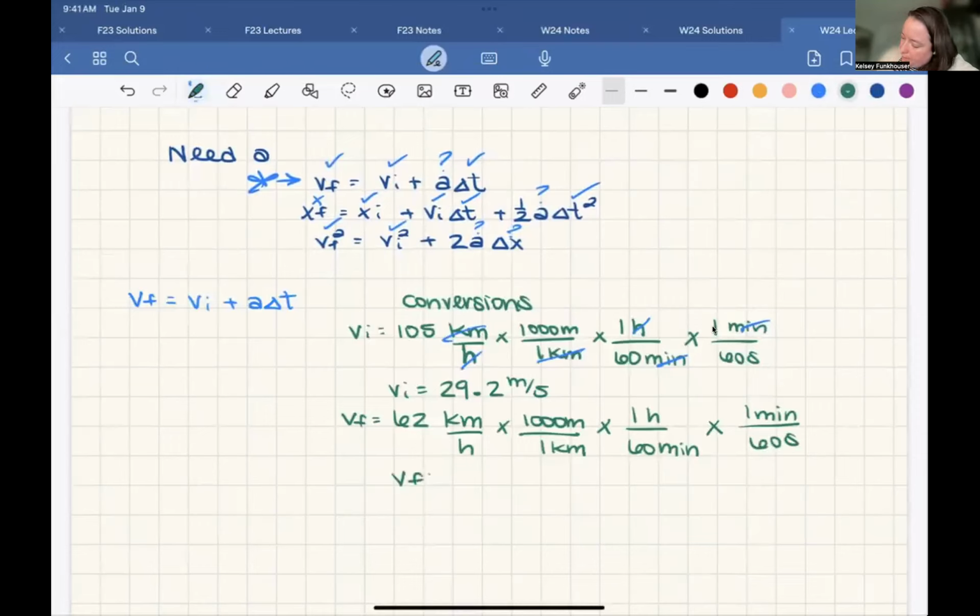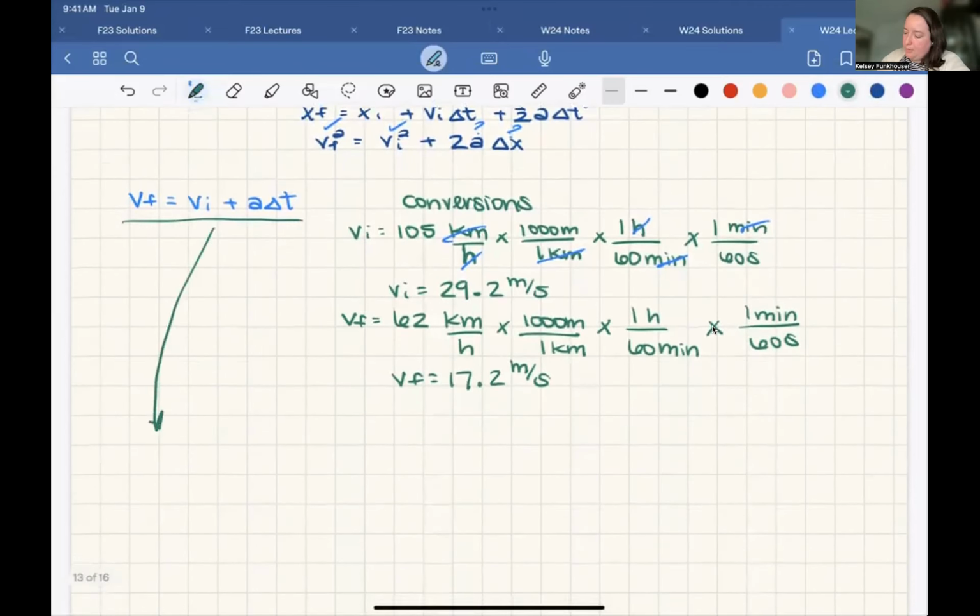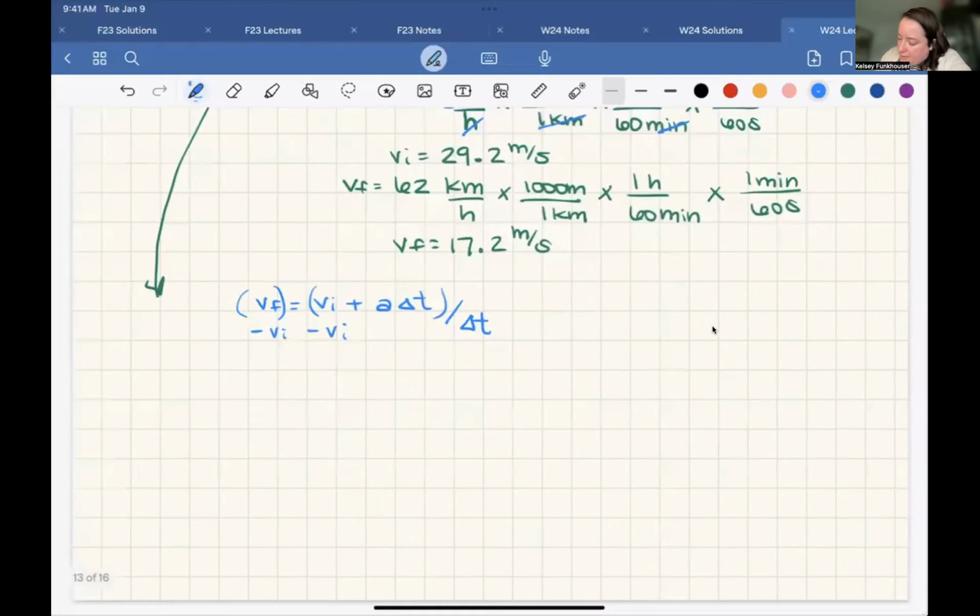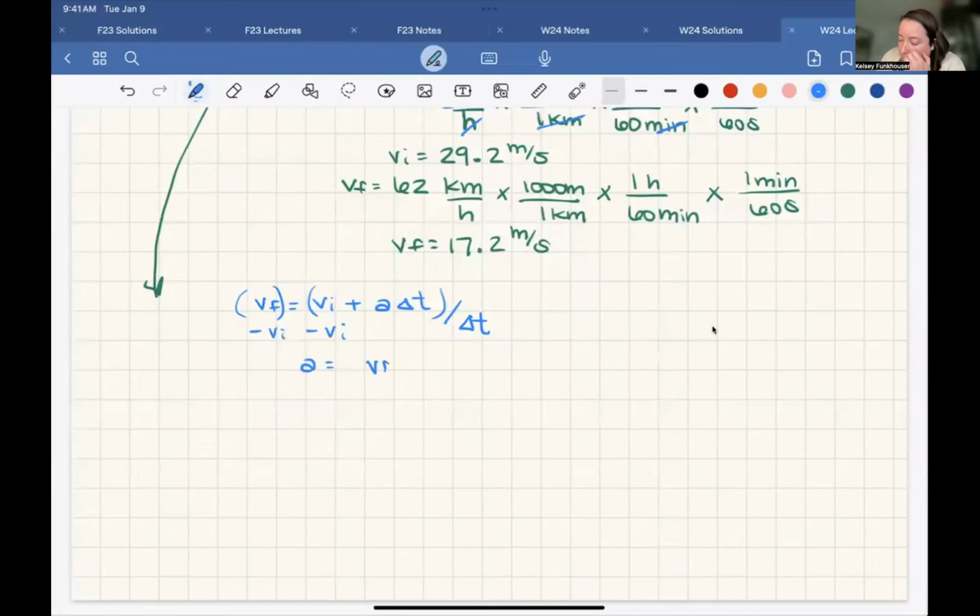And this gives us v final equals 17.2 meters per second. Okay, now we can go back to our kinematics equation. I'm just going to pull it down here where there's room. Let's see, v final equals v initial plus a delta t, and we want a. So we're going to subtract the initial from both sides, and then we're going to divide the time interval on both sides. And that will give us acceleration equals v final minus v initial divided by the time interval.